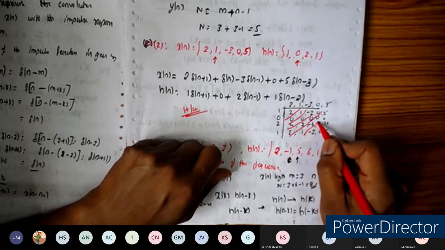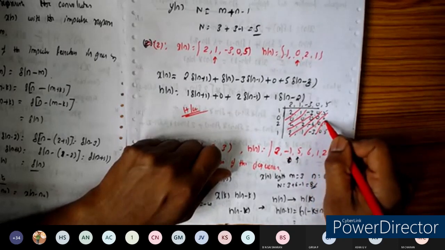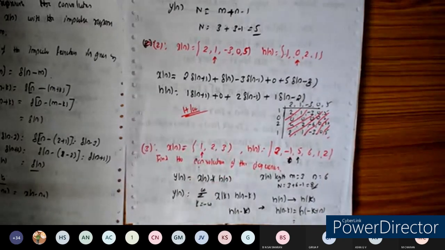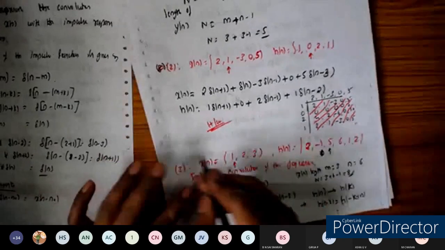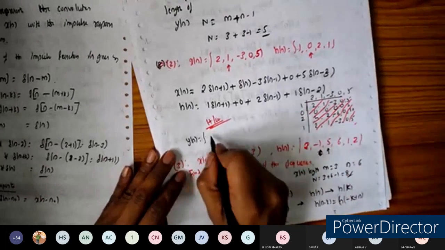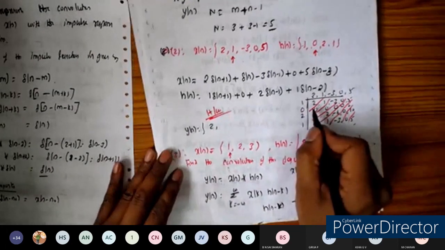Okay, so done. We have divided the elements diagonally. Now let us write the sequence. So y of n, so it is 2. Later I am going to decide regarding the origin.